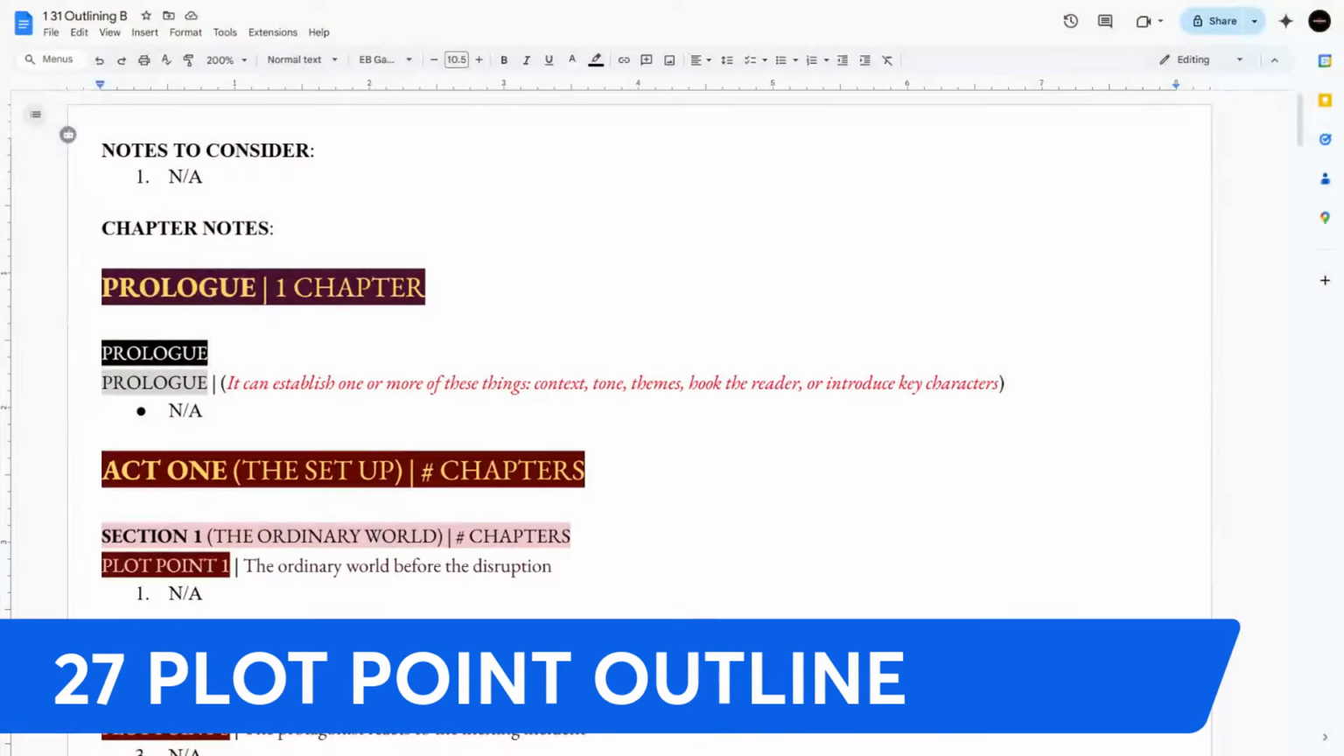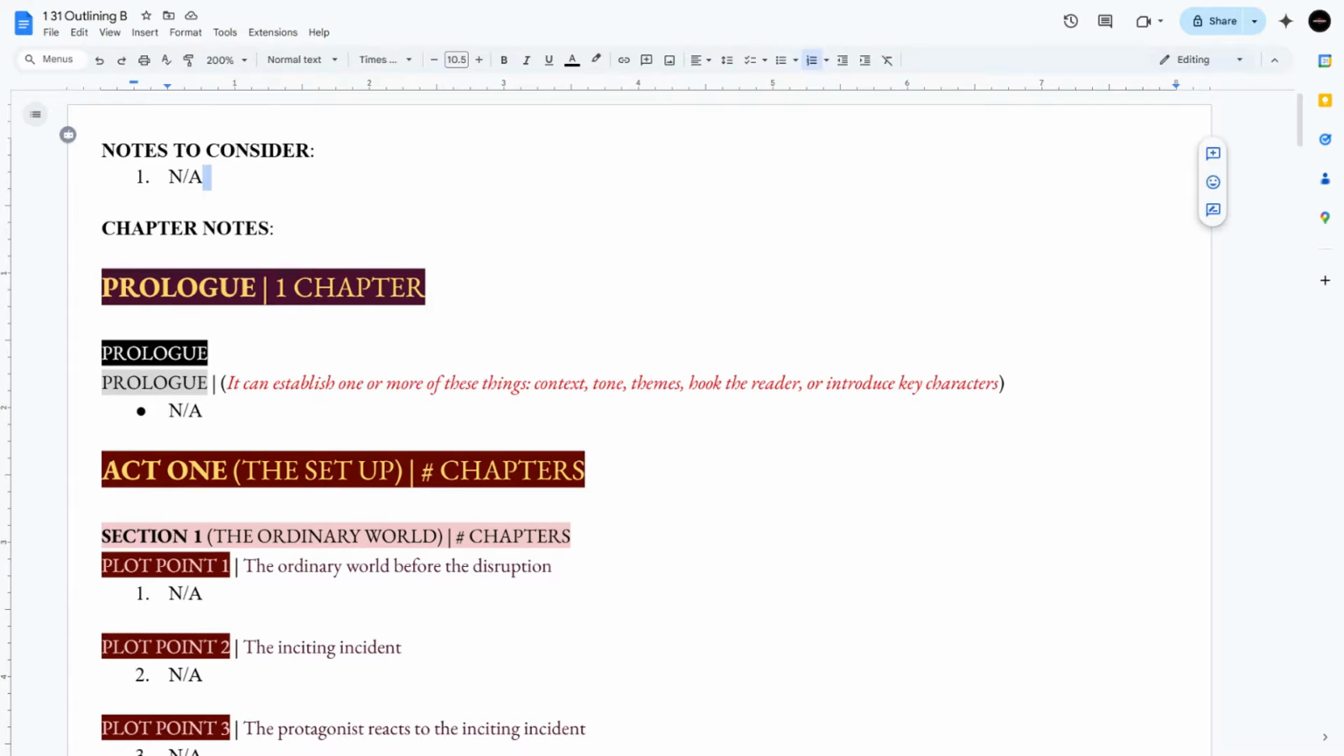Boom. Whoa. There we go. All right. Now, this sheet is also available in my folder for free. Notes to consider. This is just stuff I write down for myself when I'm brainstorming. So, for example, for this, I want to establish, I'm not even going to name the character. The character's isolated life and growing obsession with, I don't know.